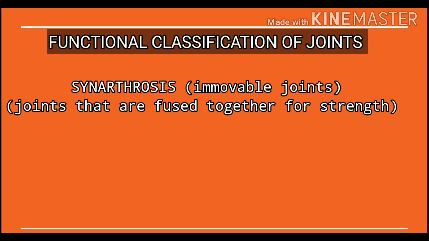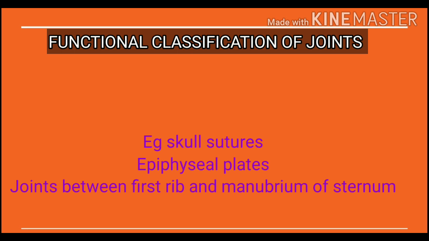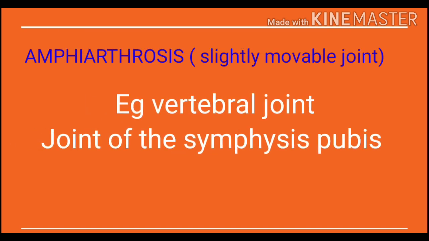By functional classification, we refer to the extent of mobility. Number one is synarthrosis, that is immovable joints that are fused together for strength. Examples of synarthrosis are skull sutures, the epiphyseal plate, and the joint between the first rib and manubrium. Second is amphiarthrosis, that is slightly movable joints. An example of amphiarthrosis is the vertebral joint or symphysis pubis.